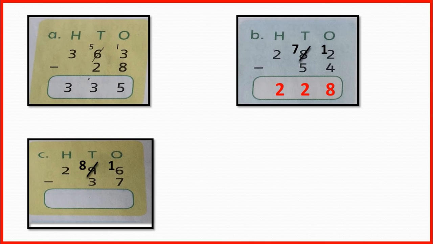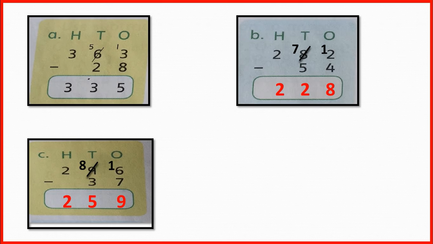So when we subtract 7 from 16, the number comes 9. Now subtract tens. When 3 subtracts from 8, the number comes 5. Now come to hundreds. There is nothing to subtract from 2, so here we write 2.